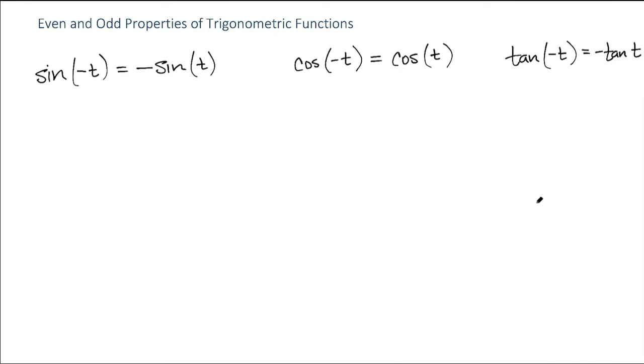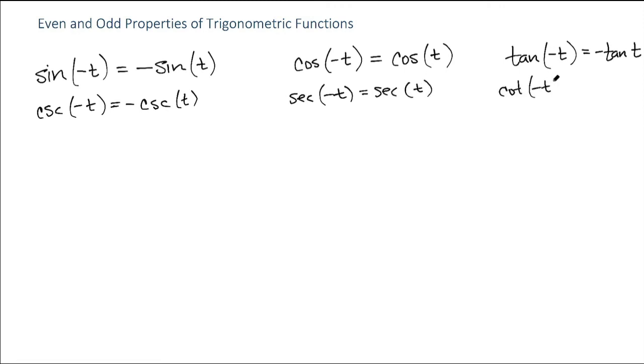The reciprocals of each of these functions will have the same properties. So cosecant of negative t is equal to negative cosecant of t. And secant of negative t is equal to the secant of t. And cotangent of negative t is equal to the negative cotangent of t. These are the properties of the trigonometric functions.